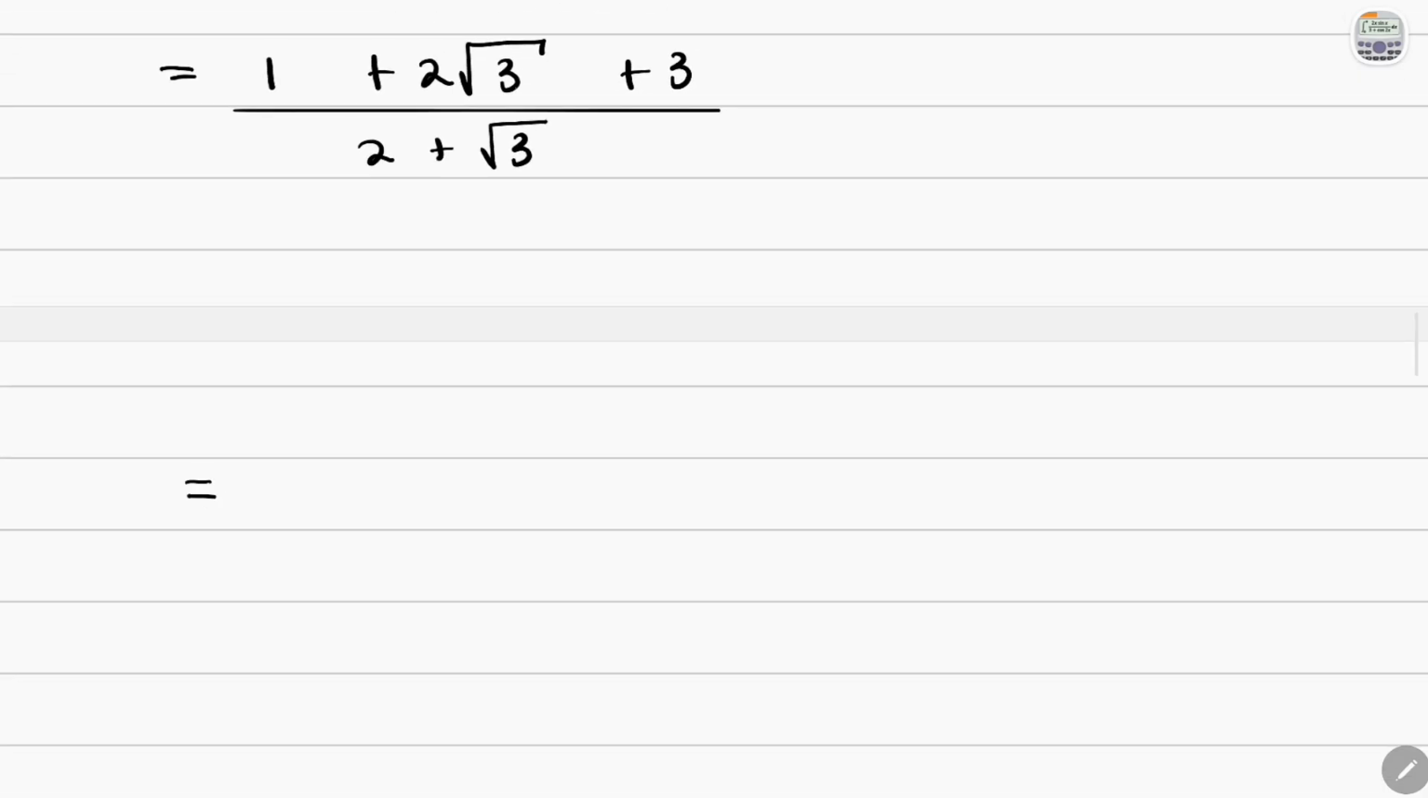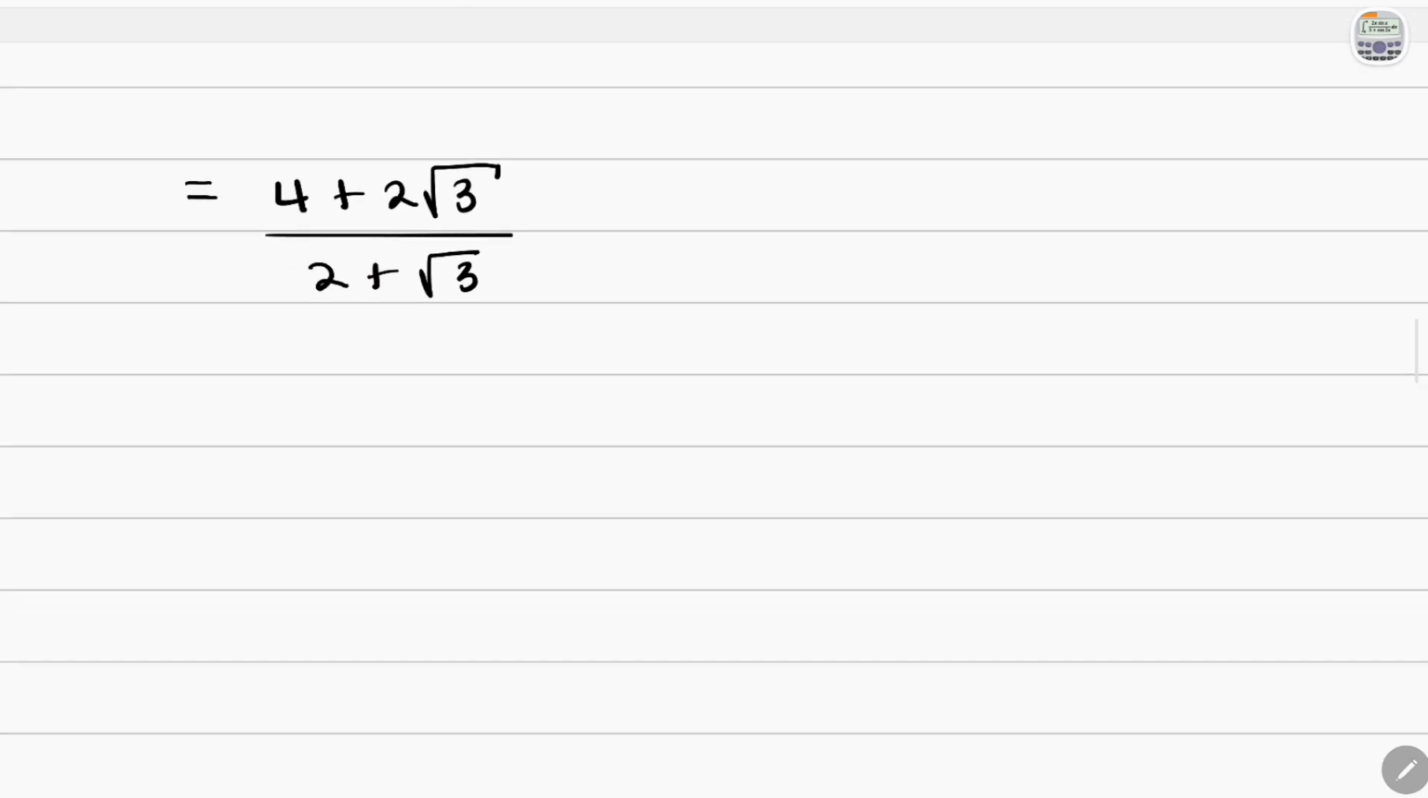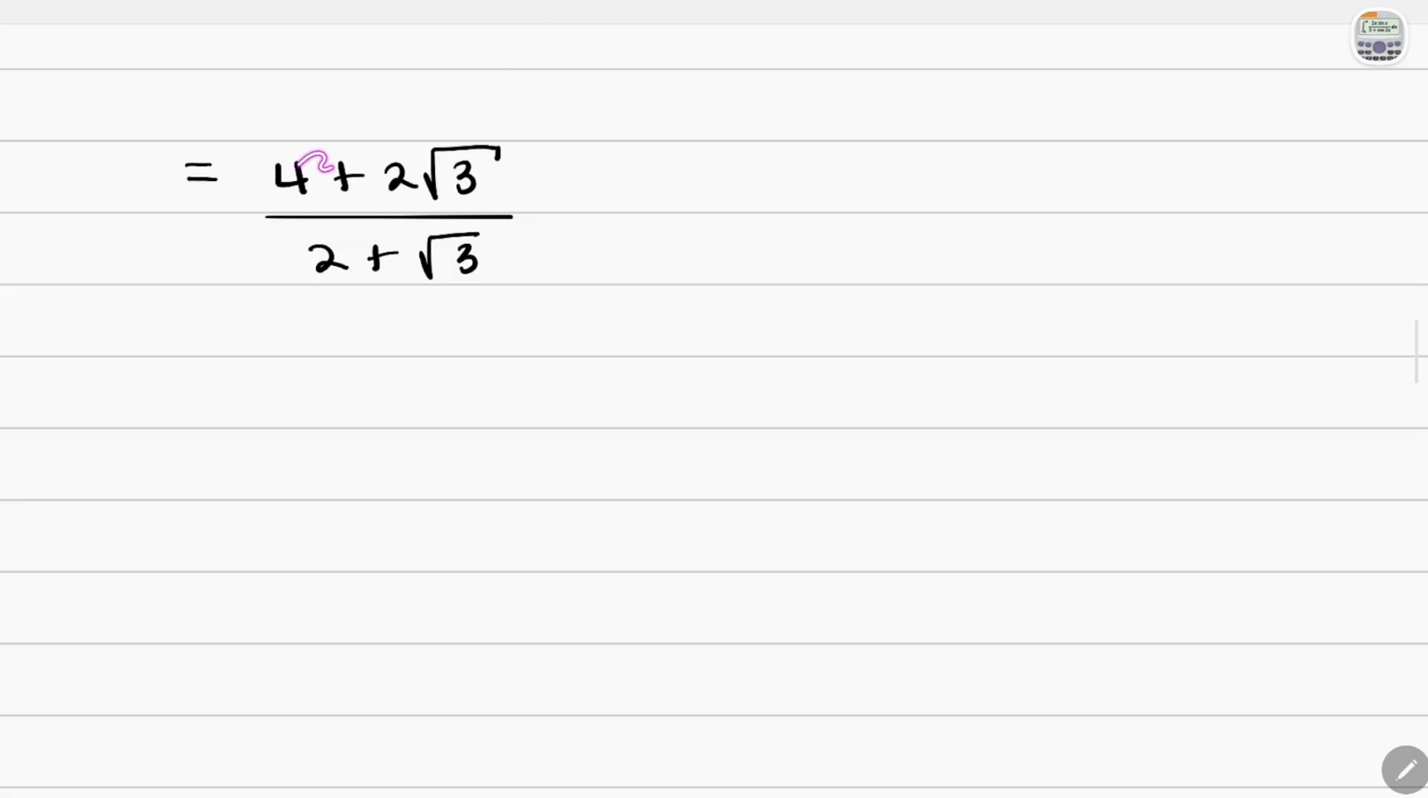Okay, let's add the numerator. 1 plus 3 is 4. So 4 plus 2 root 3. Do you notice something about that numerator and denominator? They look very similar. But you see that in the numerator, you have a common factor of 2 in those two terms that we see there.